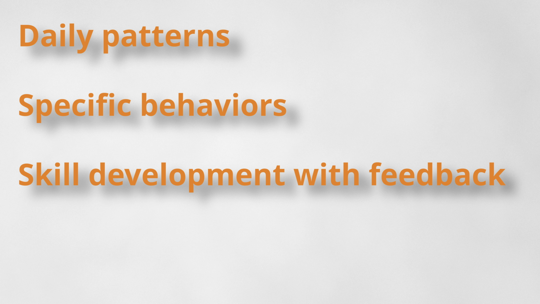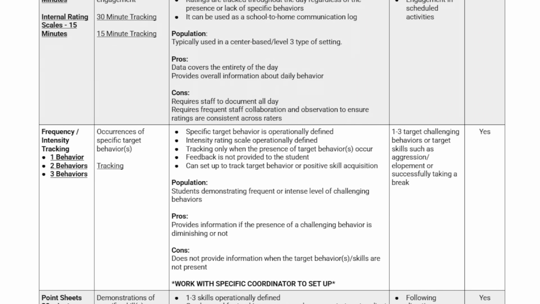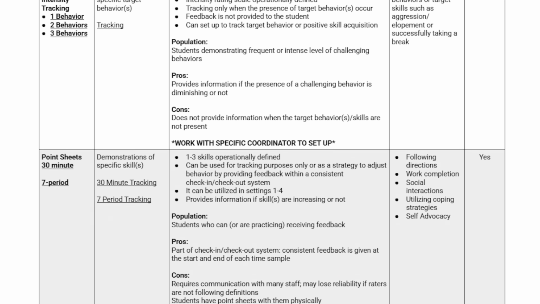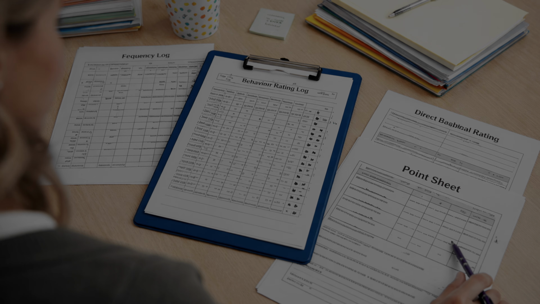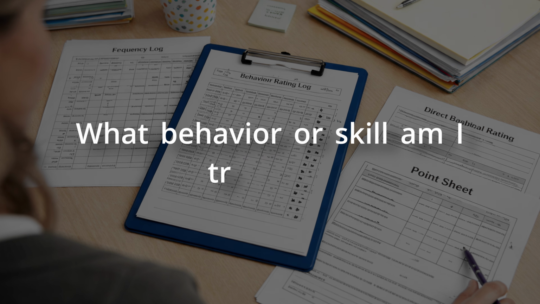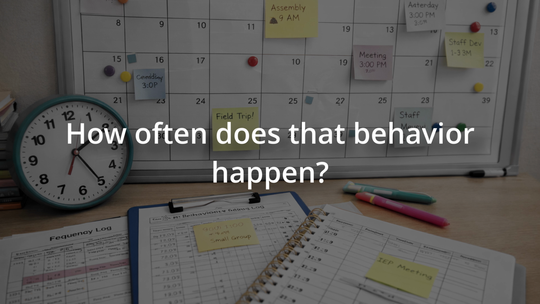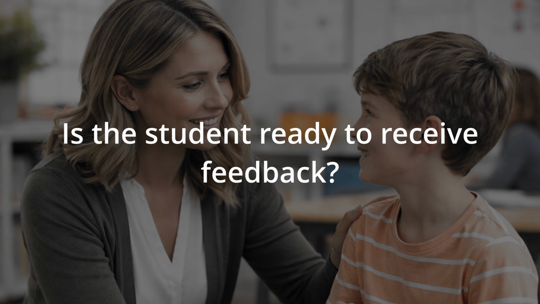We collaborated to build 3 tracking options and a simple decision-making guide that also includes another research-based progress monitoring tool. The guide helps you choose a tool that fits your students, your setting, and your goal. Ask yourself 3 questions. First, what behavior or skill am I tracking? Second, how often does that behavior happen? And finally, is the student ready to receive feedback?